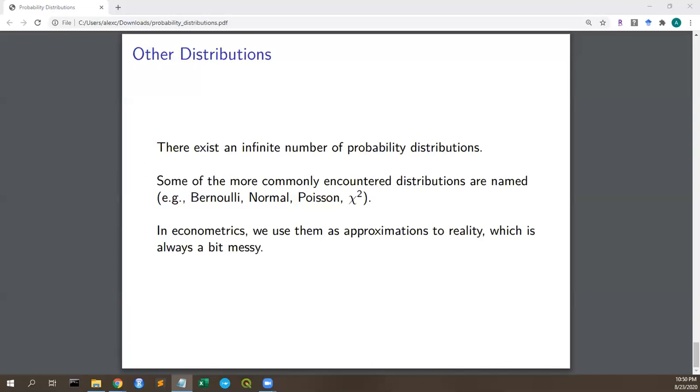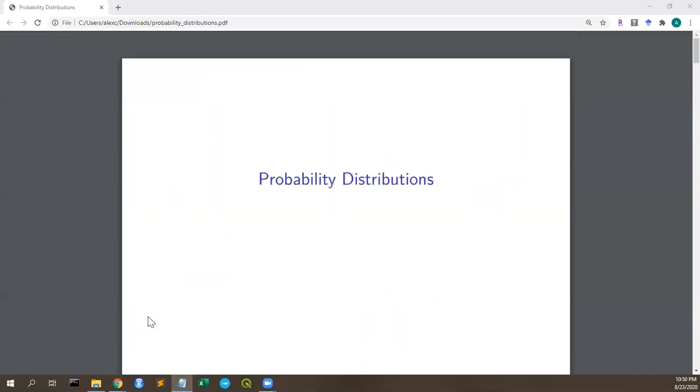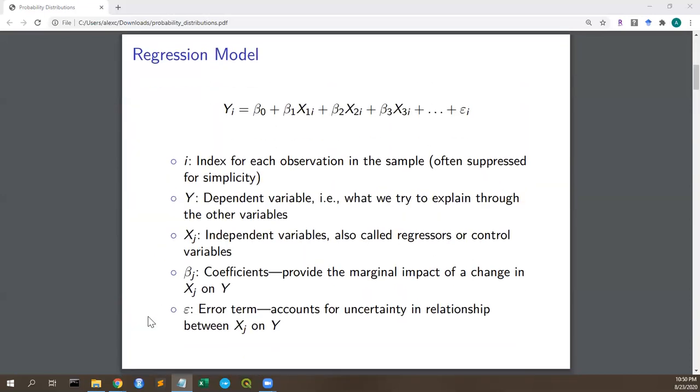So we're going to talk a little bit about expected value and estimating betas and stuff like that in a bit. But essentially, the regression model we have here is just a conditional probability or a series of conditional probabilities and expected outcomes. But yeah, we'll talk about that more next time.